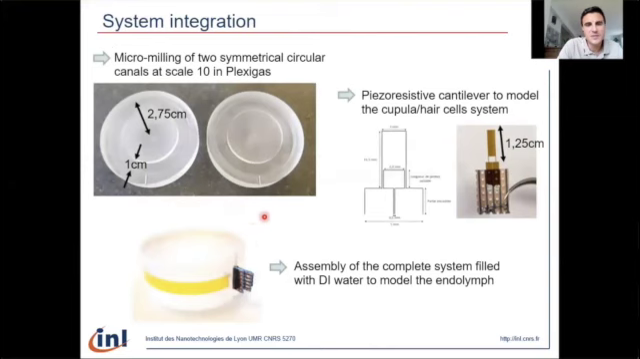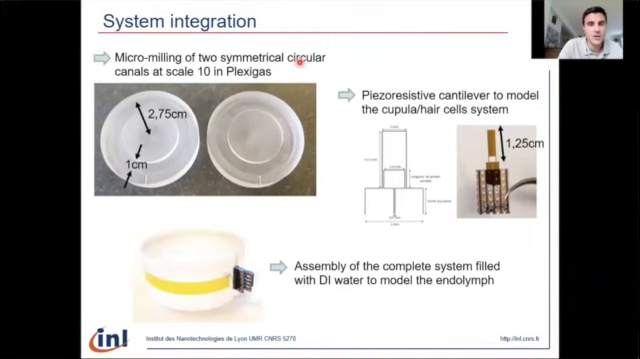As you can see on this photograph, our prototype is made from a plexiglass piece that presents the pattern of a semicircular canal at scale 10. The plexiglass piece was designed in two symmetrical parts that are stuck and made airtight so it can be filled with a fluid to model the endolymph. We have also provided a lateral slot here in order to insert within the mockup an electromechanical transducer to model the cupula hair cell system.